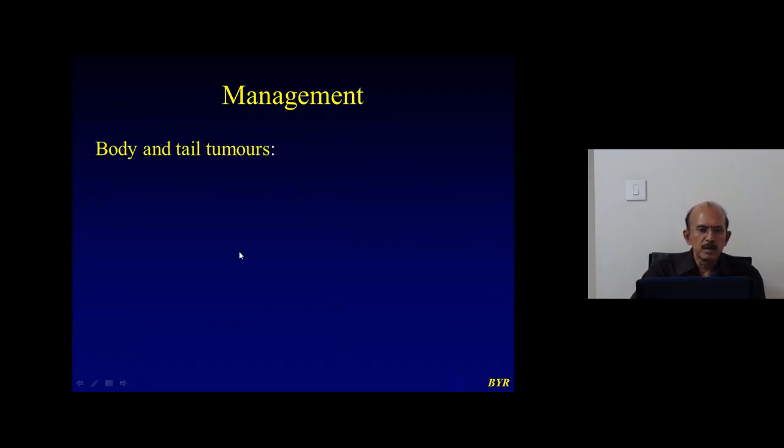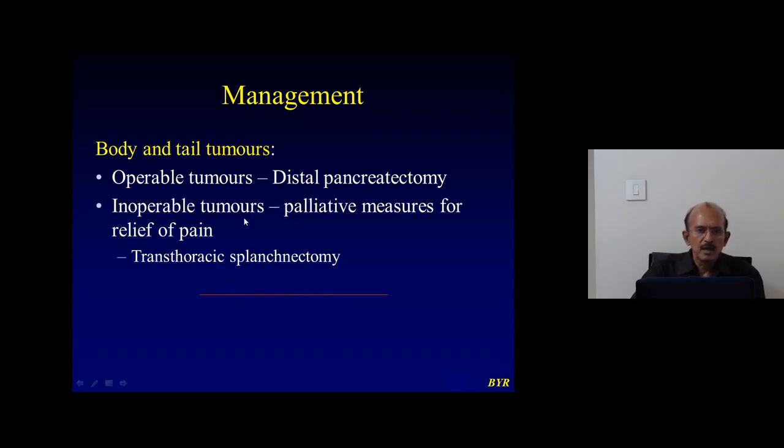For body and tail tumors, operable tumors go for distal pancreatectomy. Inoperable tumors go for palliative measures for relief of pain. The main symptom in these patients with body and tail tumors is severe backache. The backache can be relieved only by transthoracic splanchnicectomy or CT-guided splanchnicectomy. You can use a splanchnic block by injecting absolute alcohol into the splanchnic ganglia.